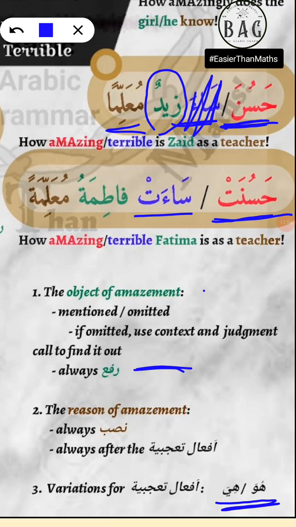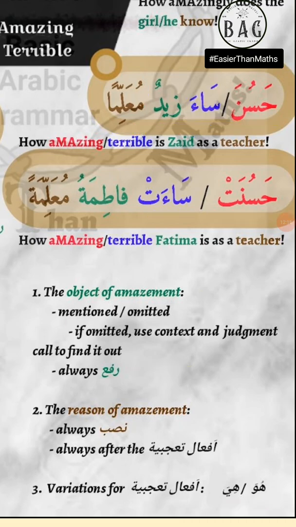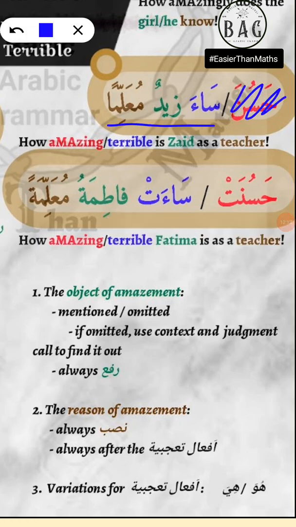You have to remember hasuna, the meaning of hasuna, and then you have to remember that the object of amazement is going to be in rafa form, and the reason of amazement is going to be in nasab form, and it is going to come after the object of amazement. Similarly, if you say sa'a zaidun mu'alliman, forget about hasuna now, it would mean how terrible is Zaid as a teacher.